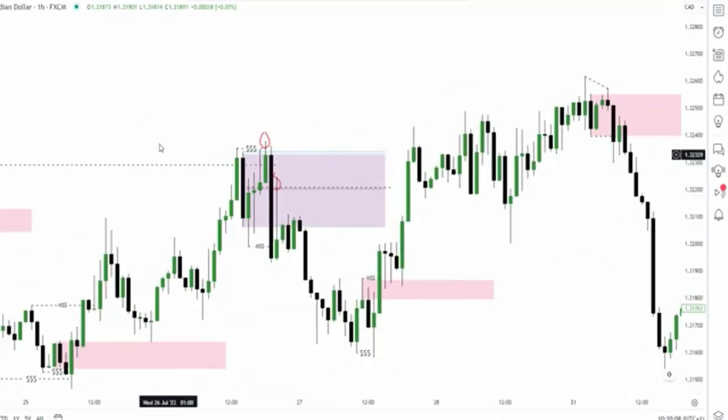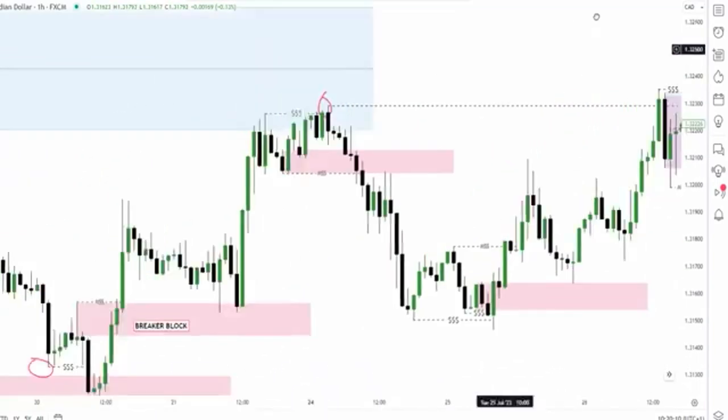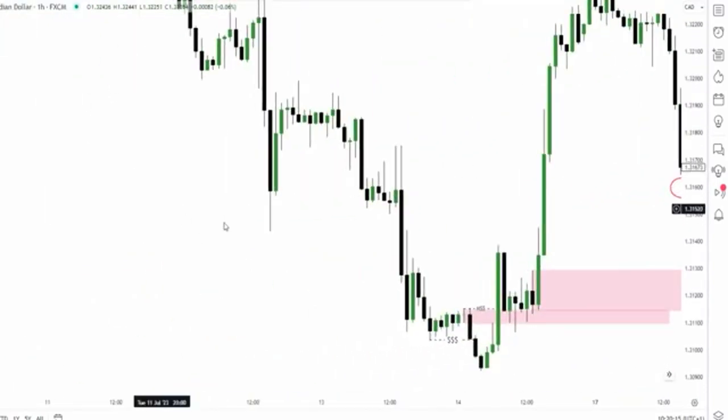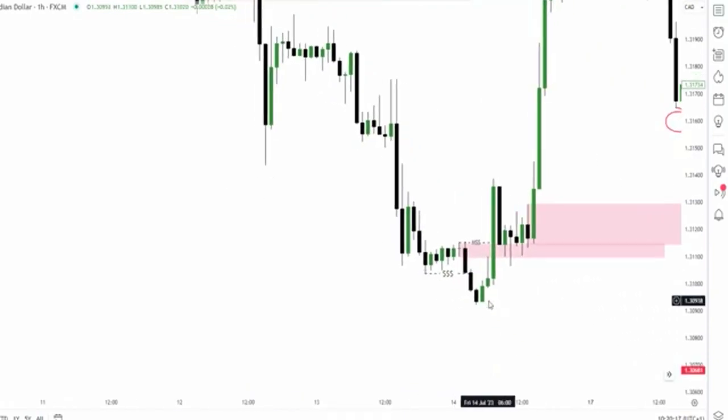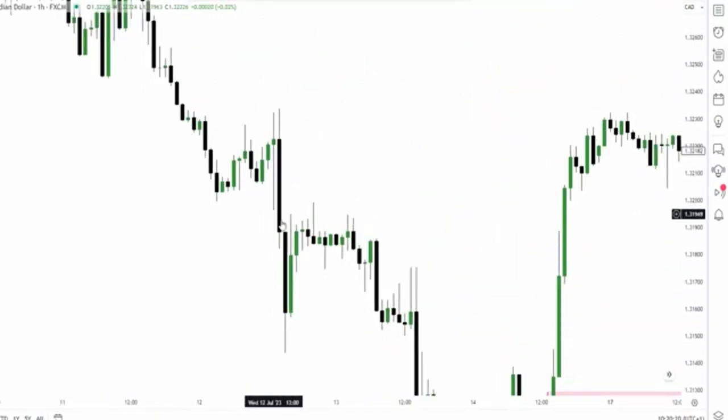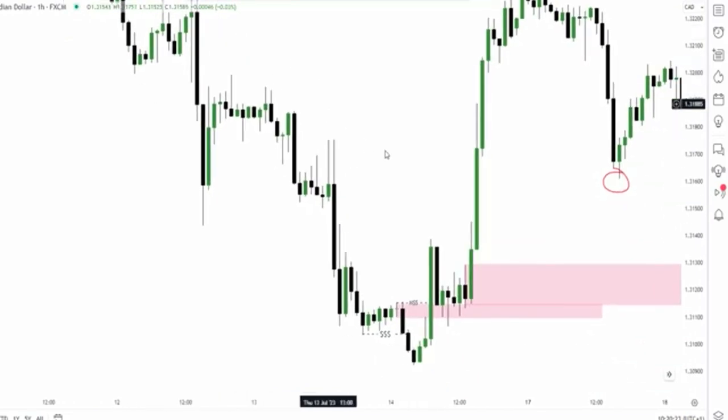You can go on and on and on. It is a very, very decent way to take your trades. I have another one right here marked as this. You can see price has been coming, price has been coming all the way from that level.